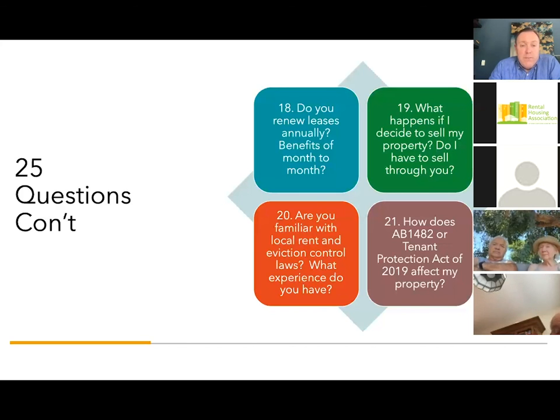Question number 20. Are you familiar with local rent and eviction control laws? What experience do you have? This is critical, especially in the Bay Area. More and more cities are updating or adding rent control and eviction control laws to their jurisdiction. And they vary from city to city. Hayward's rules are not the same as San Leandro's rules, which are not the same as Oakland's rules, which are not the same as Berkeley rules.